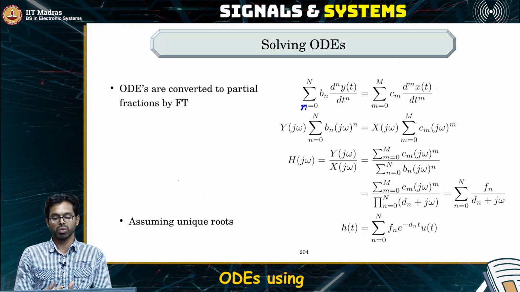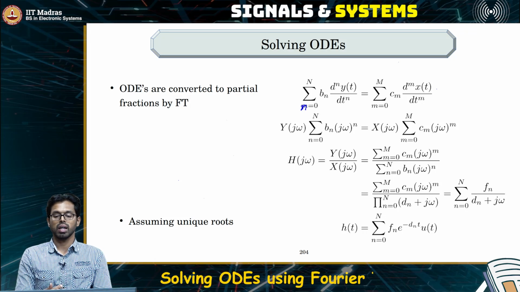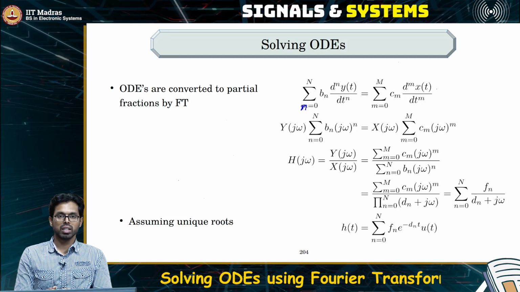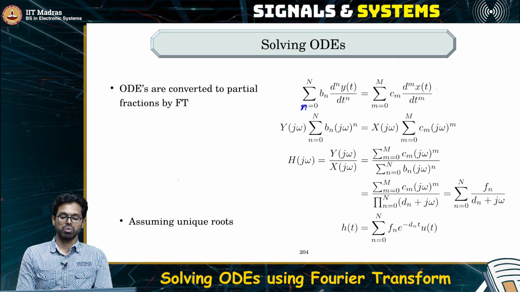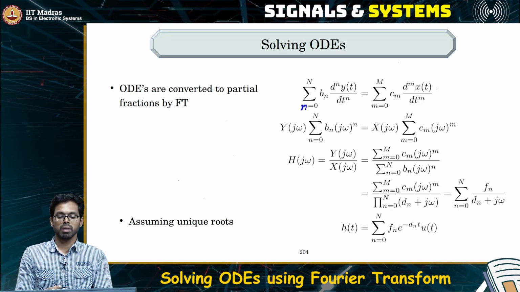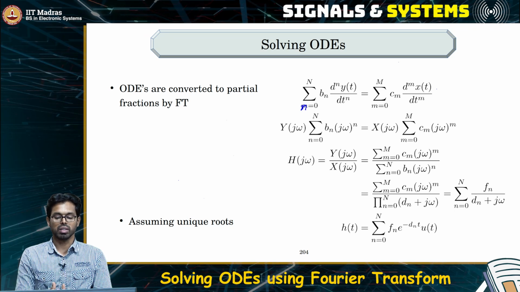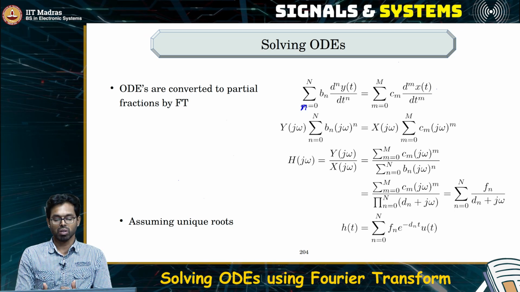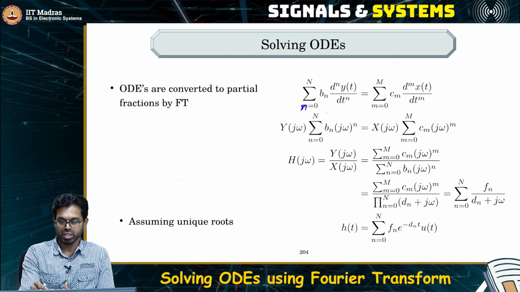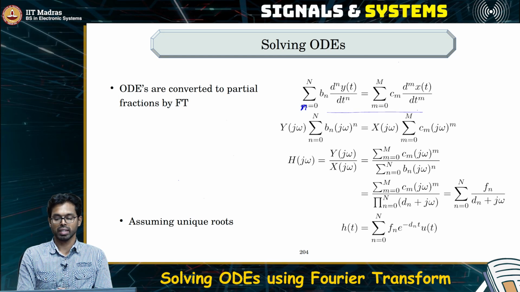So far we saw Fourier transform, its properties and some examples, and the relationship between Fourier series and Fourier transform. Now we'll see a particular example of solving ordinary differential equations using Fourier transforms. So what are we solving here? We are solving ordinary differential equations of the form like this.